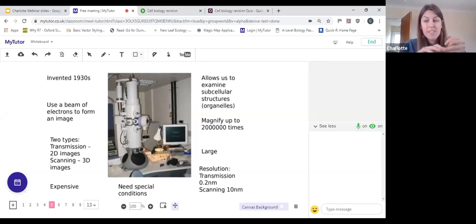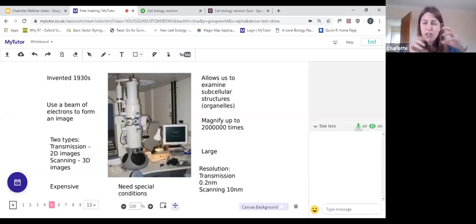Okay, they're very expensive. You generally only see them in universities or medical research centres where research is being done. They need special conditions. They're quite often in their own special room, and you're only allowed in with certain permissions. They're very, very big. This one that you see here is actually quite small.